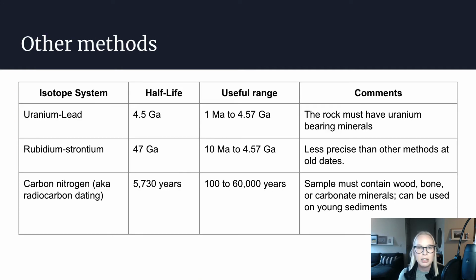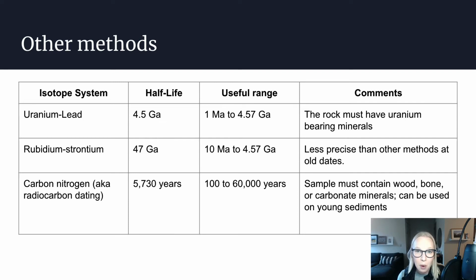There are some other methods of radiometric dating that we use in geoscience, including uranium-lead, which has a half-life of 4.5 billion years. It's quite a while. It's useful for studying rocks that range from 1 million years to 4.57 billion years old. It's important that these rocks have uranium-bearing minerals, obviously, or else you won't have any uranium to study. There's also an isotope system involving rubidium and strontium, and that has a half-life of 47 billion years. Kind of wild. But this tends to be a less precise method compared to others that are more frequently used.